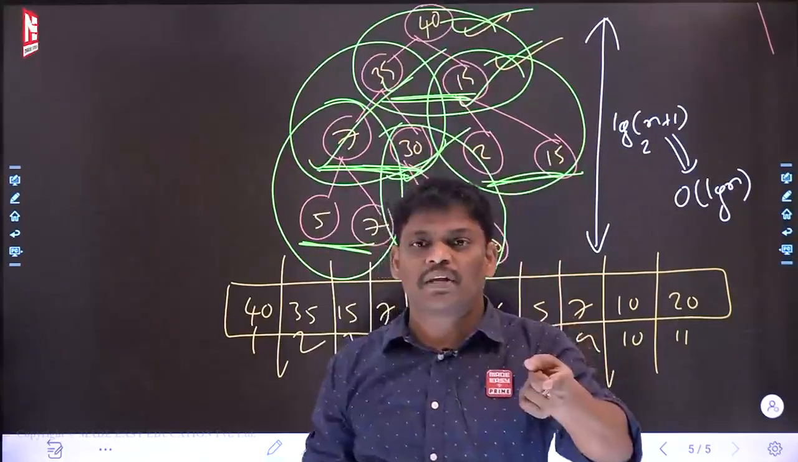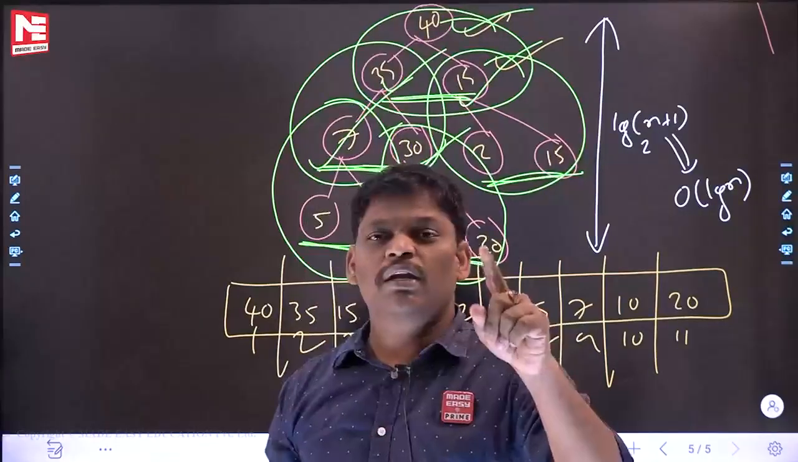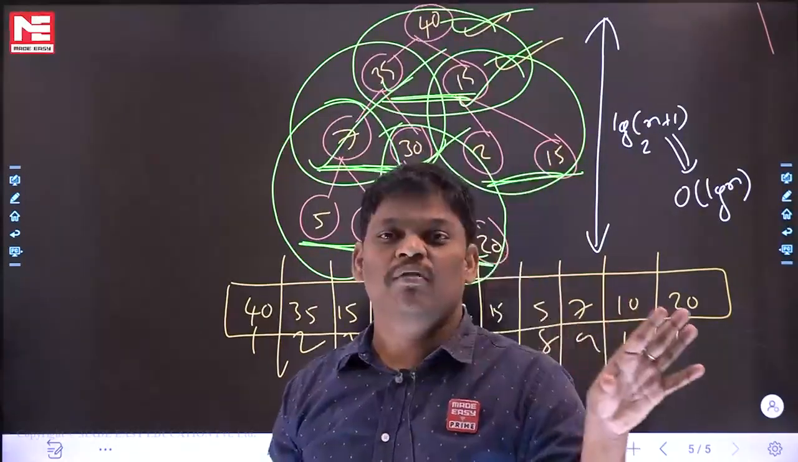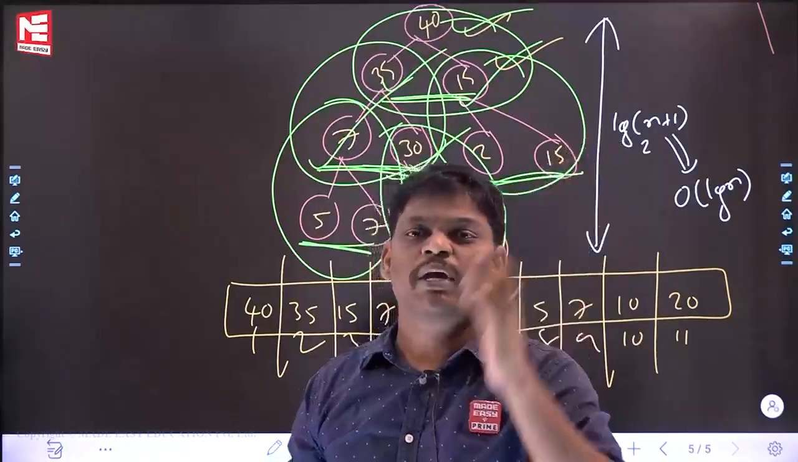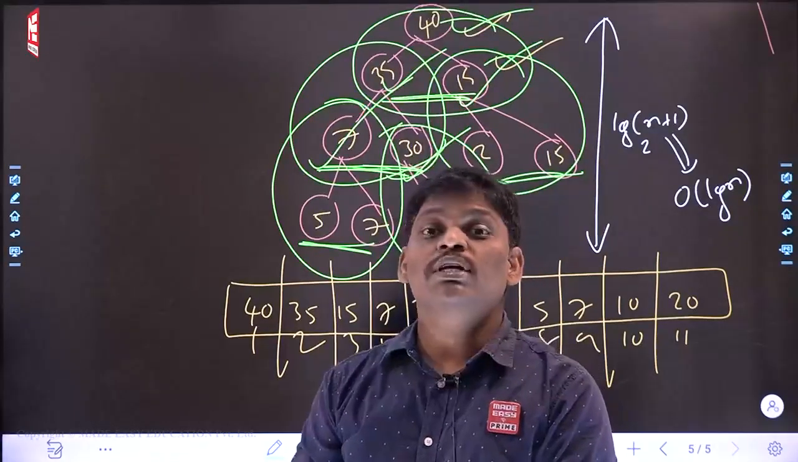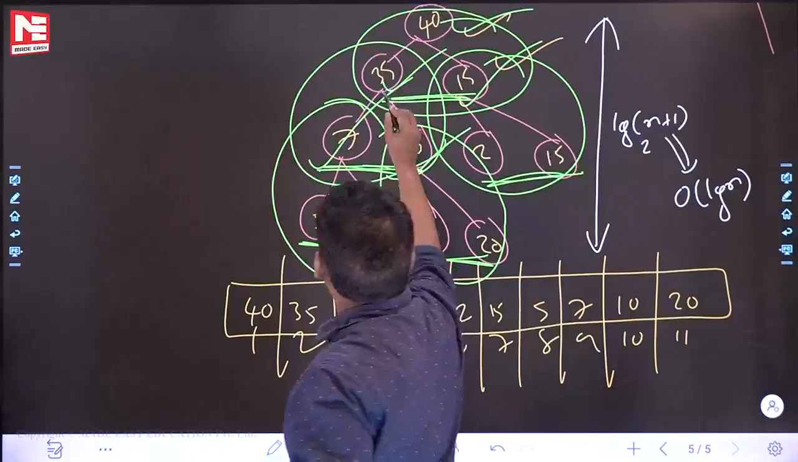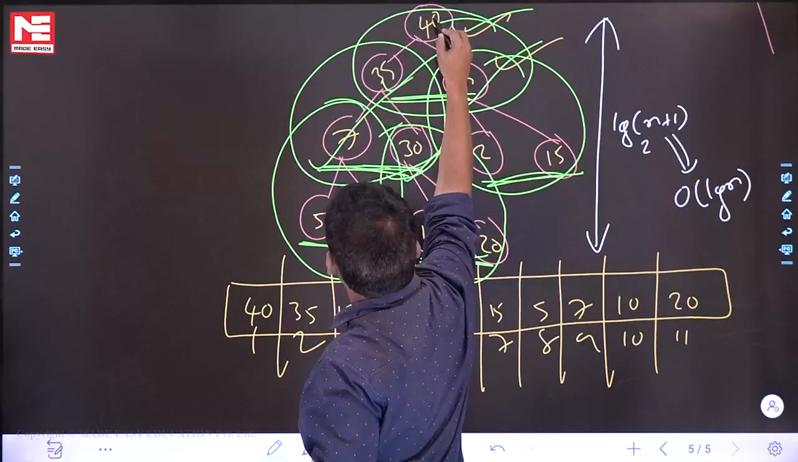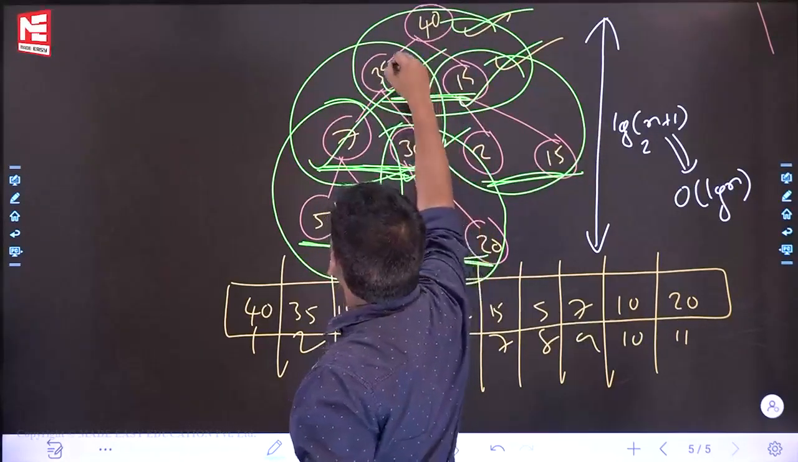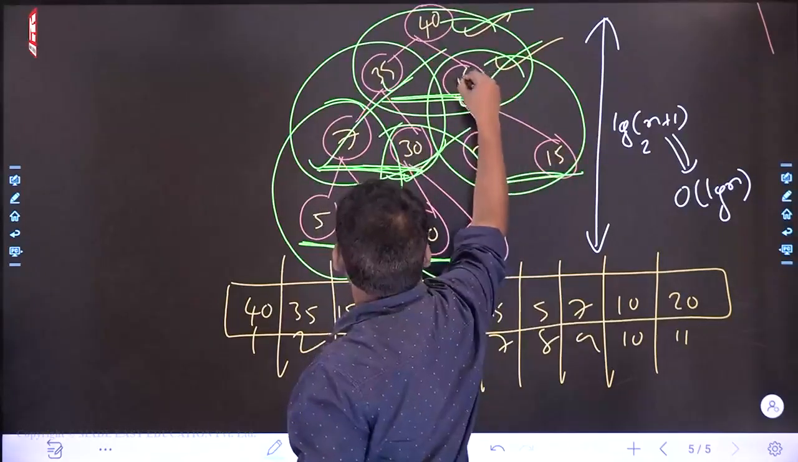A max heap tree is given in the form of an array, and we have to find the first maximum element. How much time? What is the answer? The root itself is the first maximum, because the root is maximum compared with its children. Comparing these two, it is maximum. Same thing here also. Comparing these two is maximum.